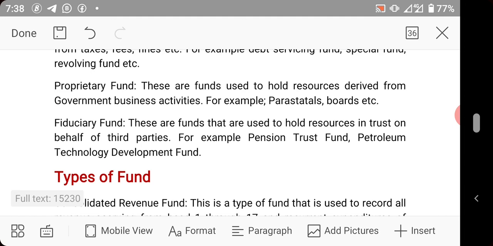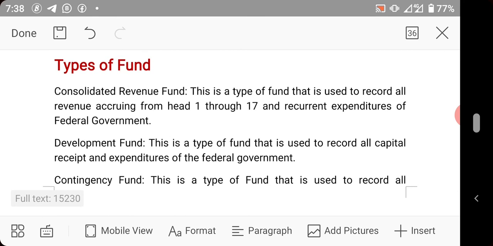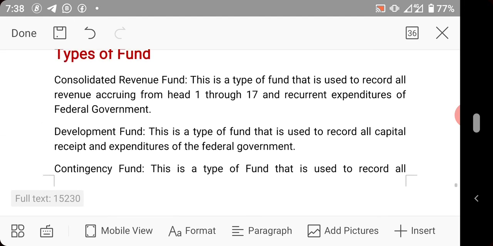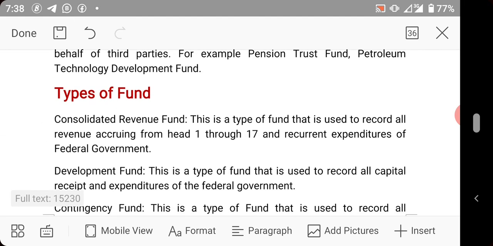Types of fund, we have consolidated revenue fund, development fund, contingency fund, special fund, and there are many. Now, these types of fund are what we are going to be discussing throughout public sector accounting. So I will always refer you back to this.